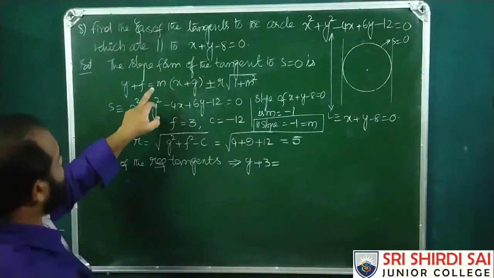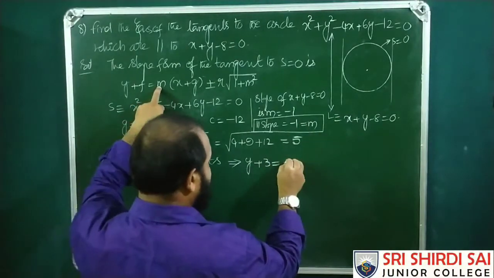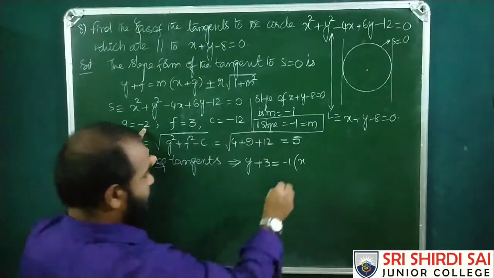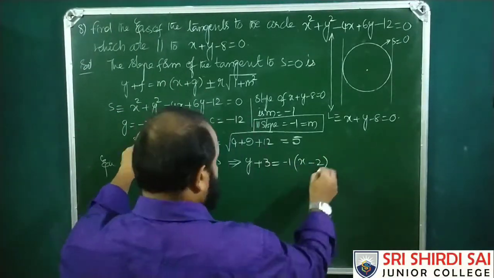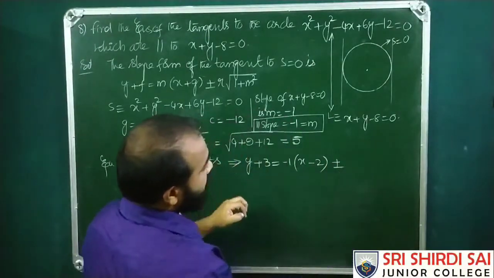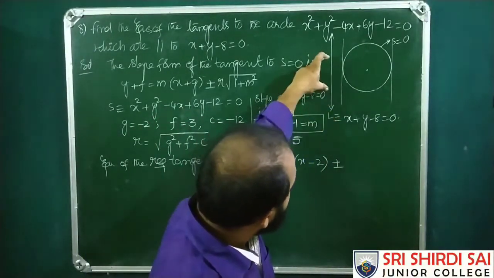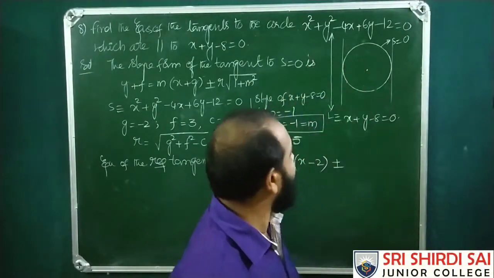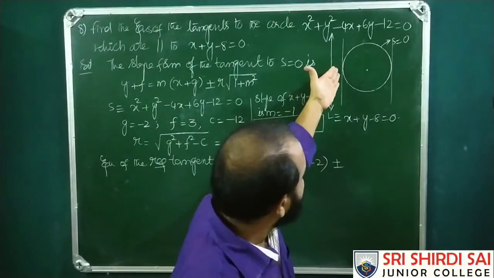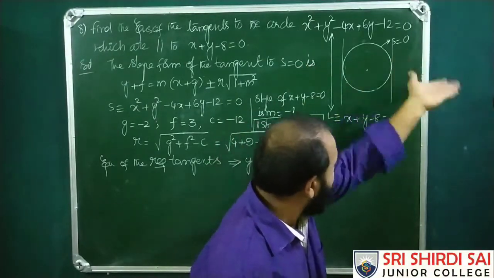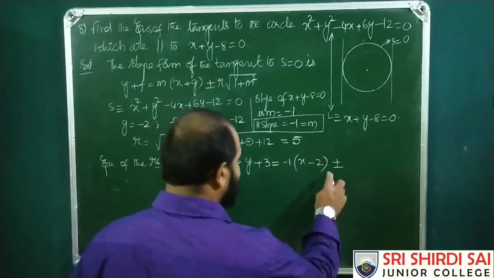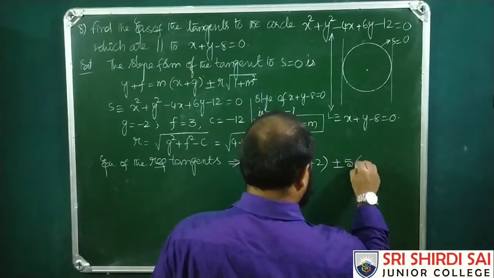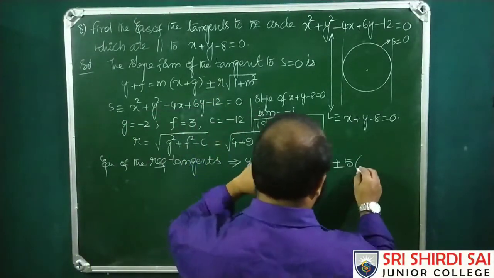So y + 3 = m(x + g), with m equal to −1, x + g where g is −2, plus or minus r. Clearly the diagram shows that parallel to this line, there are two tangents to this circle. That is why one plus for one line and one minus for another line. So plus or minus, r value is 5, into root of 1 + m².